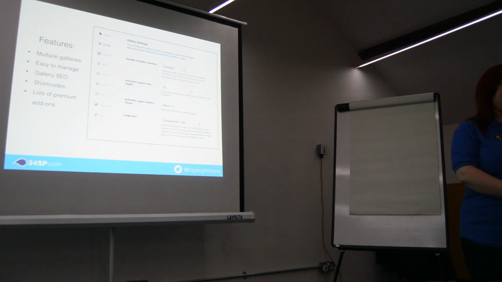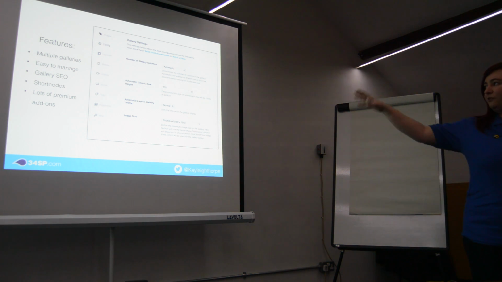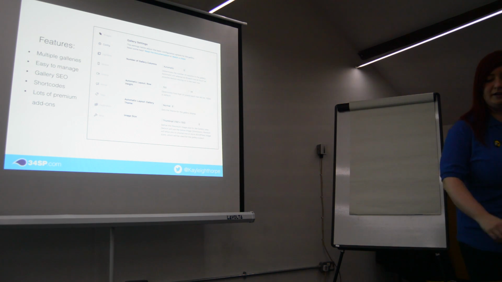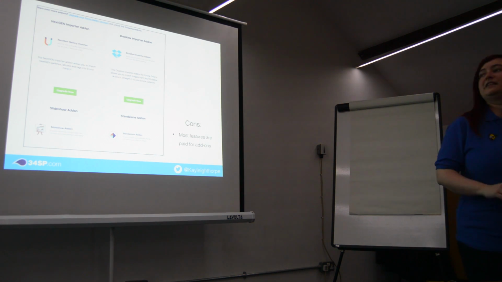The thing I really like about Enviro is it's really user-friendly, more so than Next Gen. You have one page with all your gallery settings on. You can set your thumbnail sizes. It's really easy to manage. You can edit the titles and metadata in one page for each gallery, which is quite handy if you care about your SEO quite a lot. It does have a lot of premium add-ons, which we'll go to because that's listed as one of our cons.